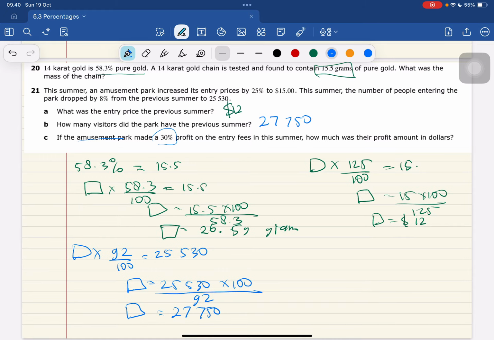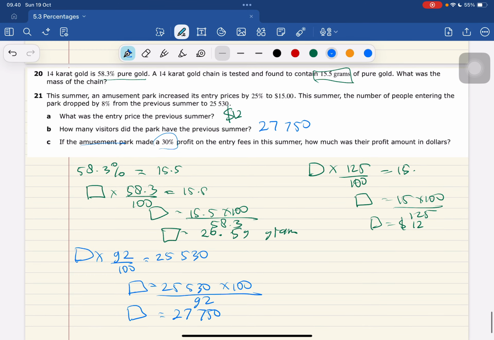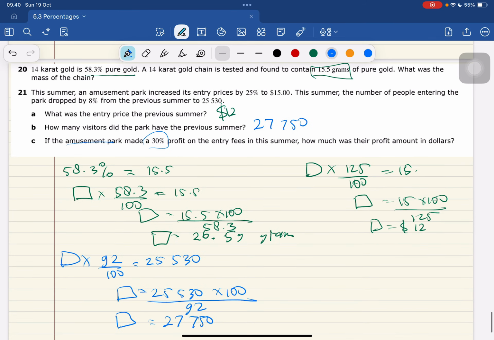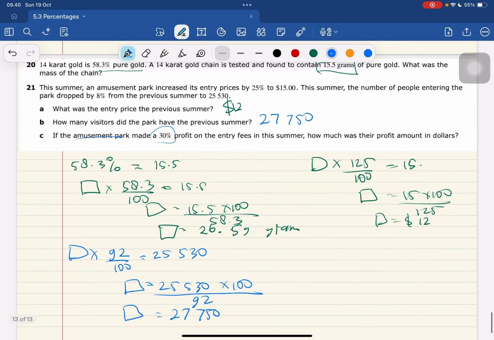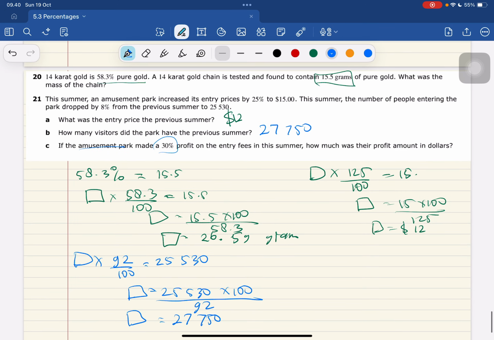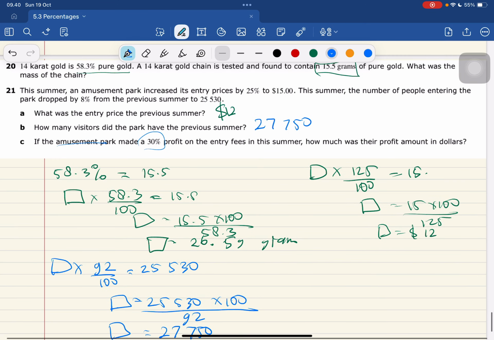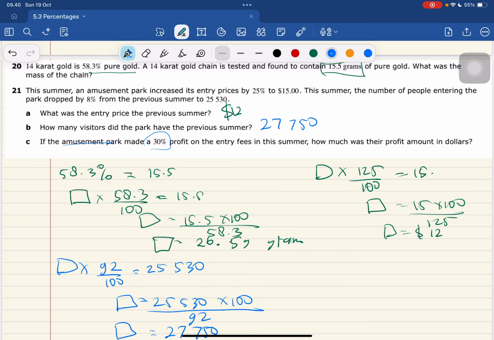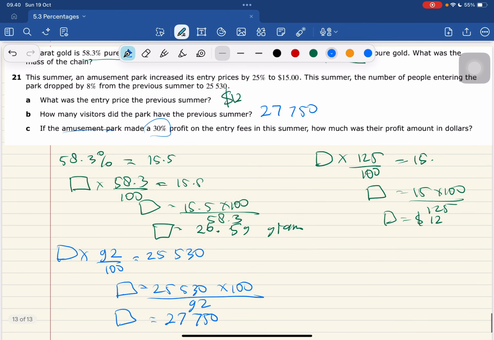If the amusement park made 30% profit on the entry fees this summer, how much was their profit amount in dollars this summer? Okay, so we should multiply first. Let's find 30% over 100 of 15.